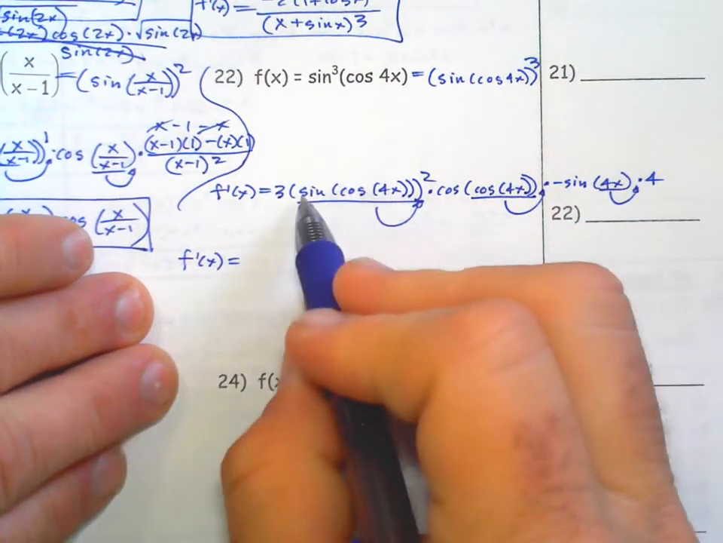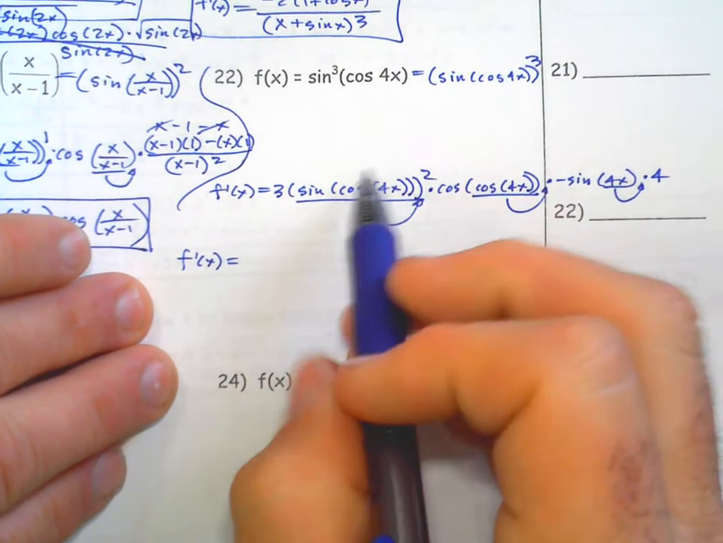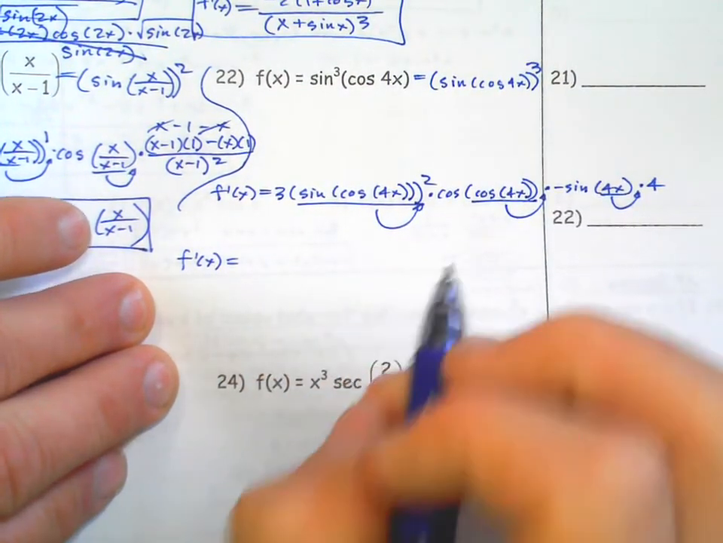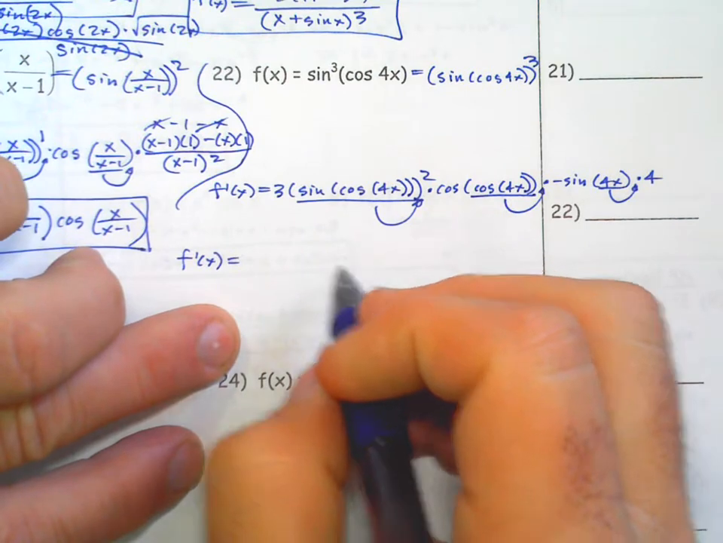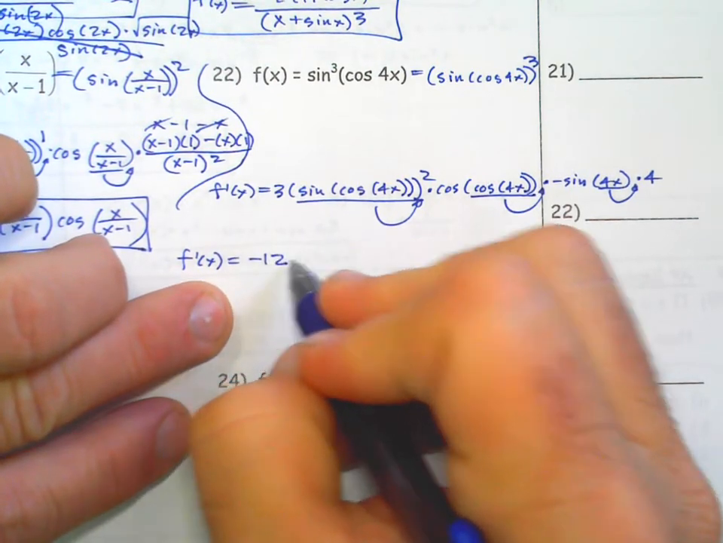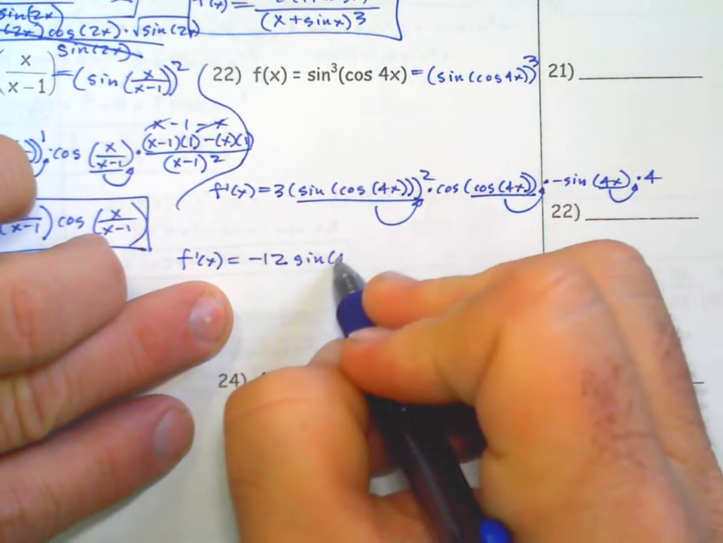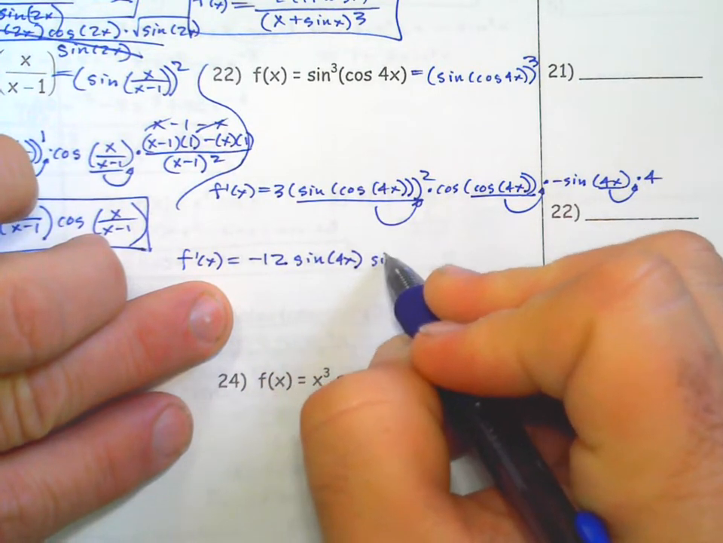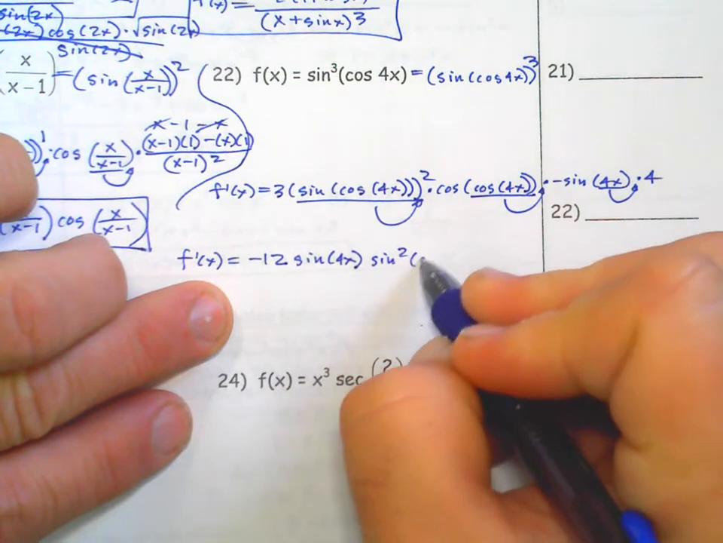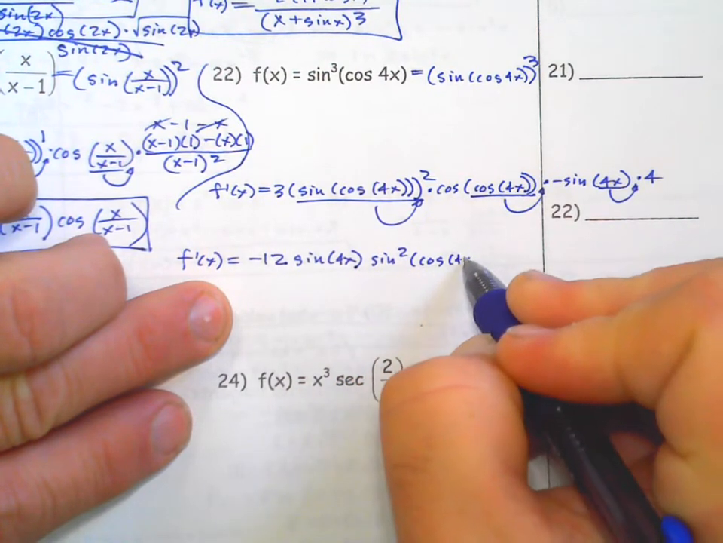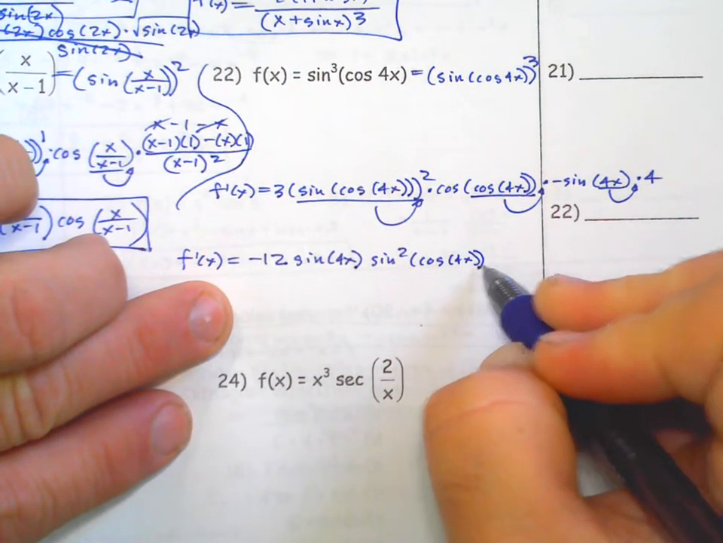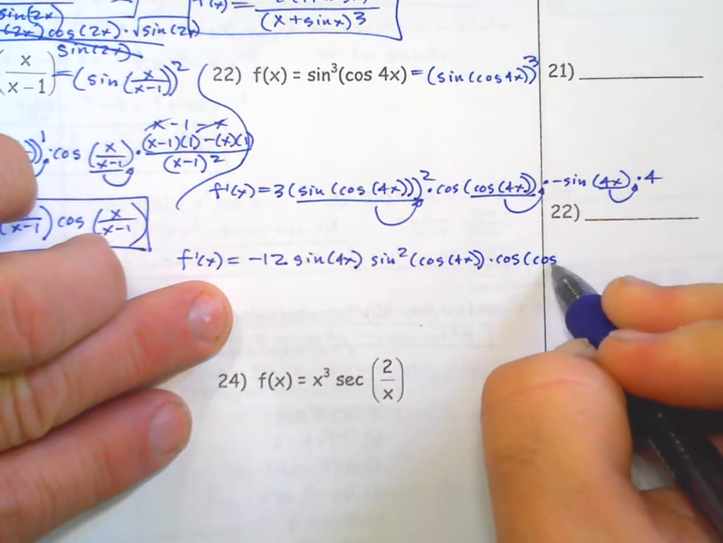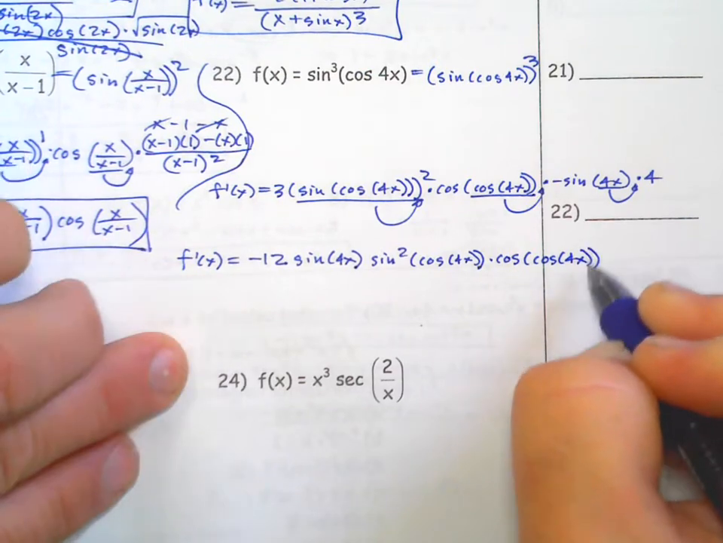There's trig inside trig, so be careful with that. This is not cosine squared. Definitely not. Okay, and we could say negative 12. We could put the regular sine first since it's simpler or something. I don't know. And then you have a sine squared cosine 4x times cosine of 4x. And that's all you can do.